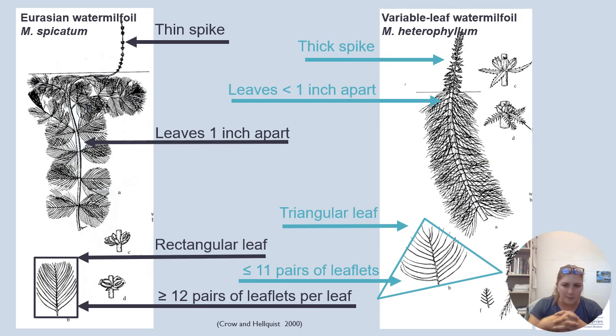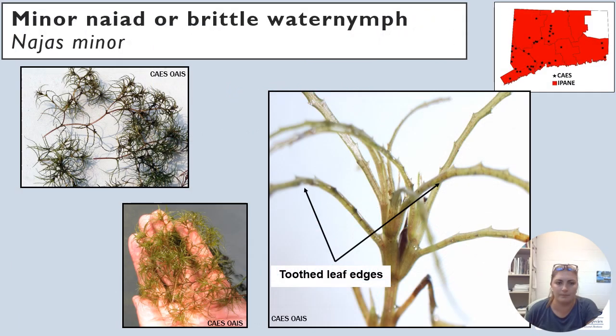Then, and this can sometimes be hard to see in the field, but variable does have a triangular leaf shape compared to the rectangular leaf of Eurasian. And then while Eurasian has fewer leaves, it has more leaflets, where variable has more leaves but fewer leaflets. So if you can somehow remember to keep that straight in your head, that could be an easy way. But regardless, both are invasive, both need to be reported, and both need to be managed. So if you see either of these, it's not a good sign.